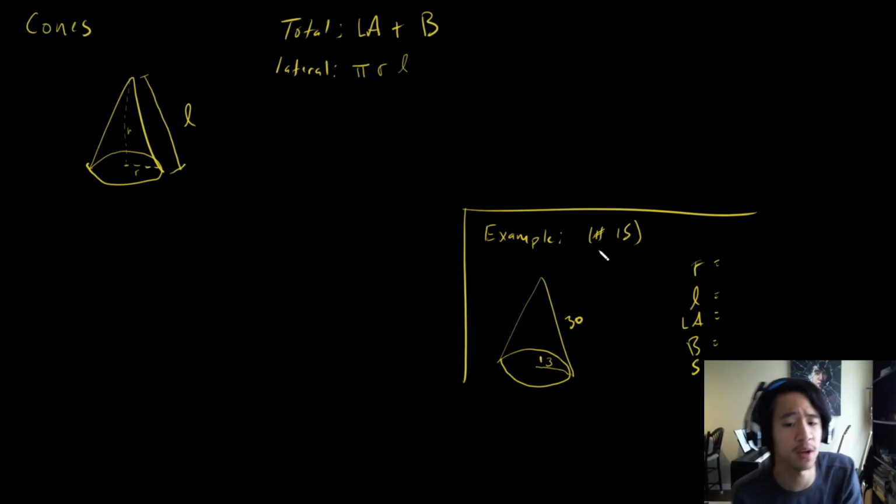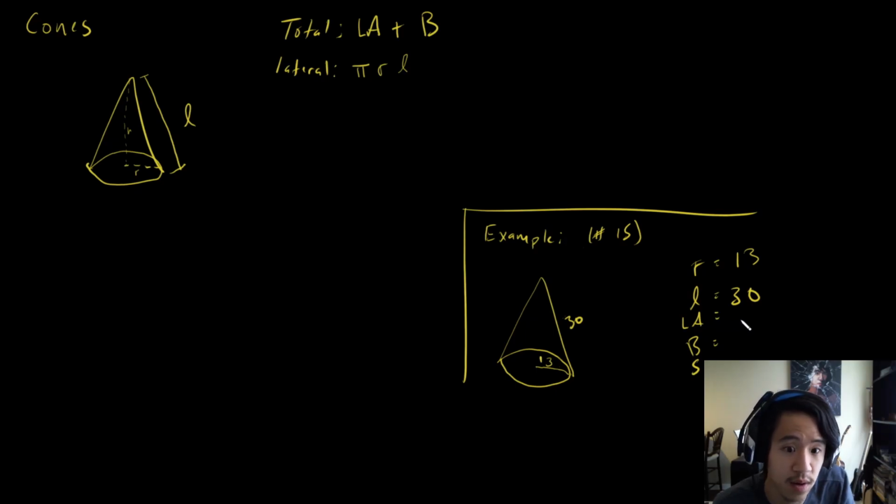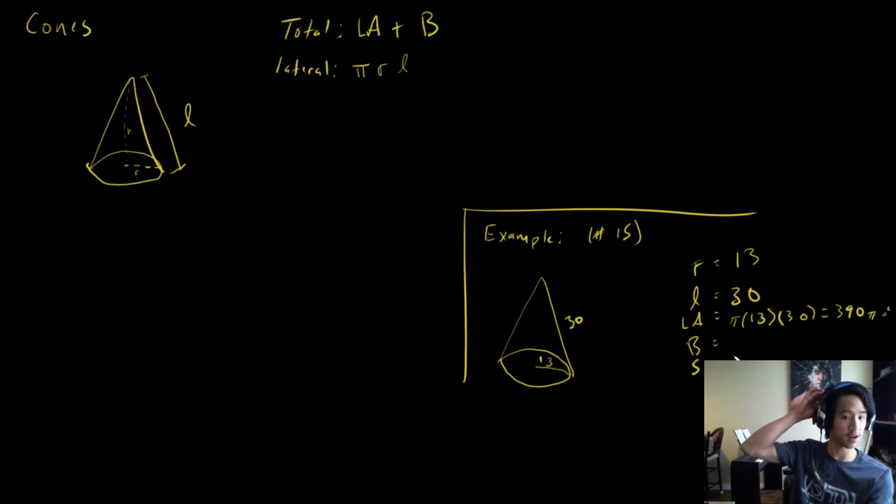Let's go ahead and do example number 15 in your notes or on your worksheet. So the radius is going to be 13. Our slant height is going to be 30. So our lateral area is going to be pi times r, 13, times L, so we have 390 pi units squared as our lateral surface area.